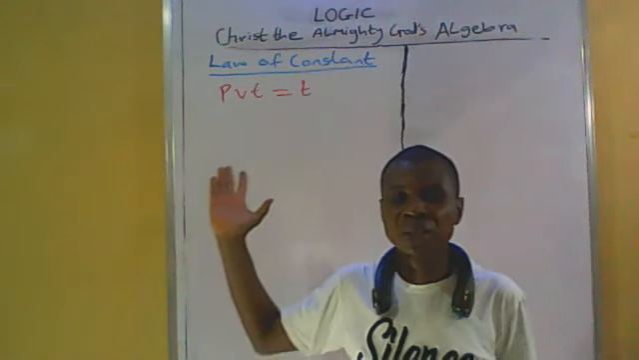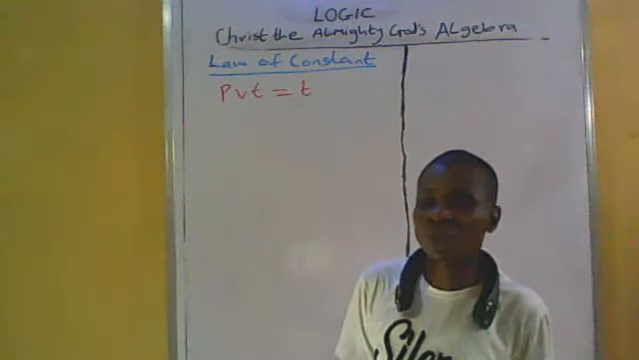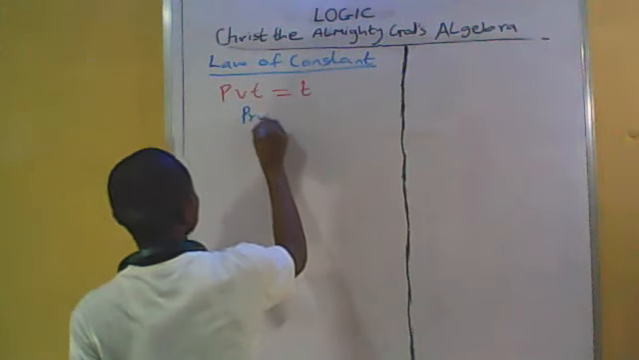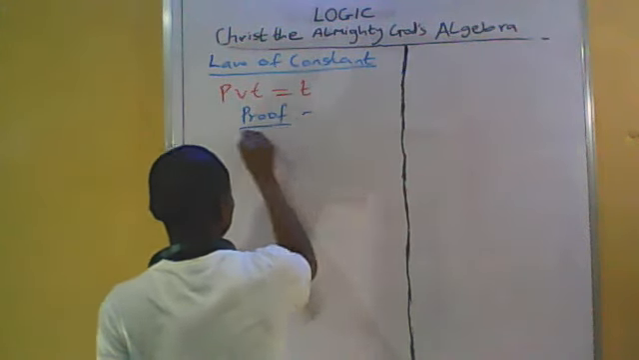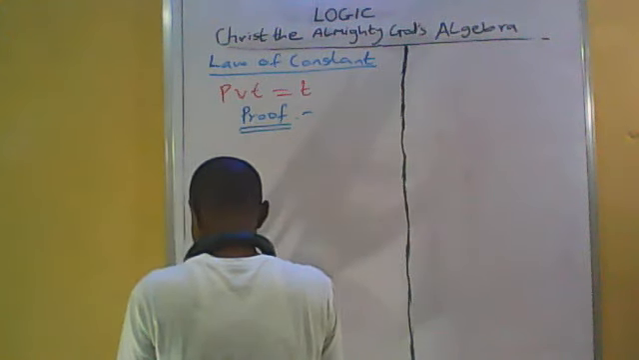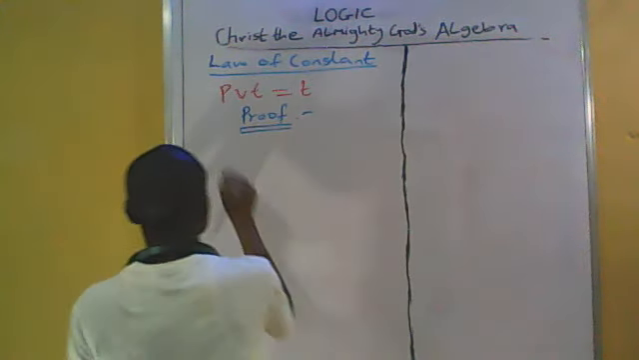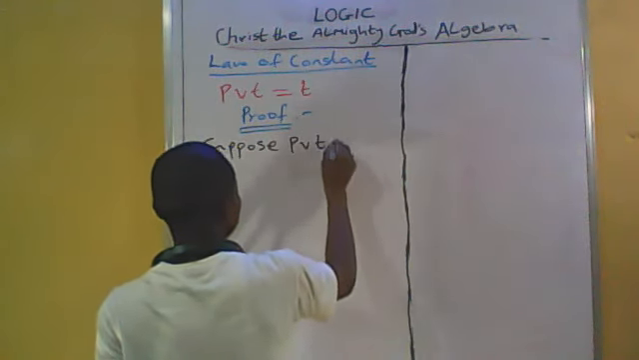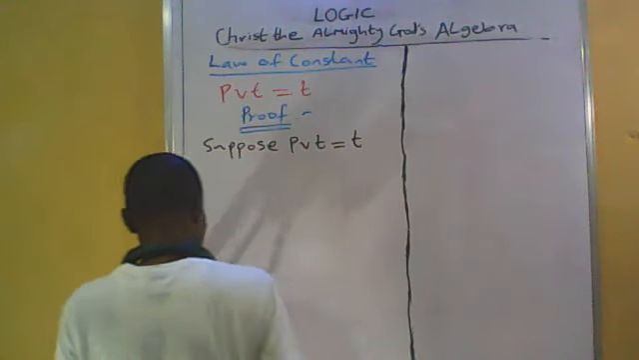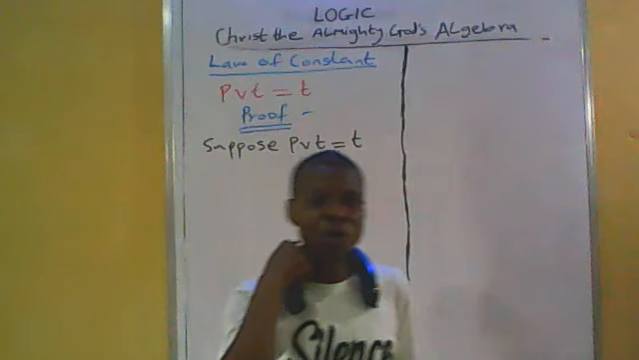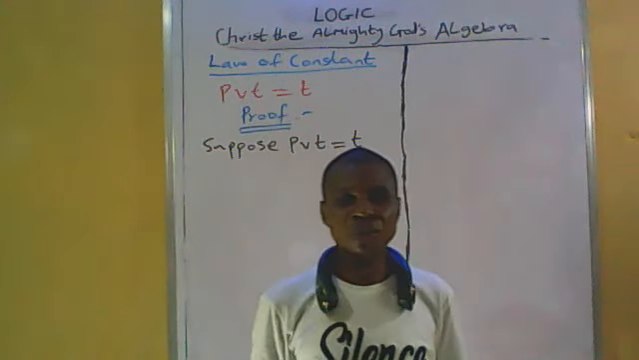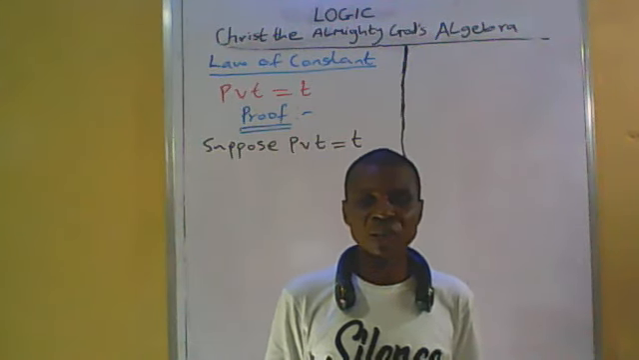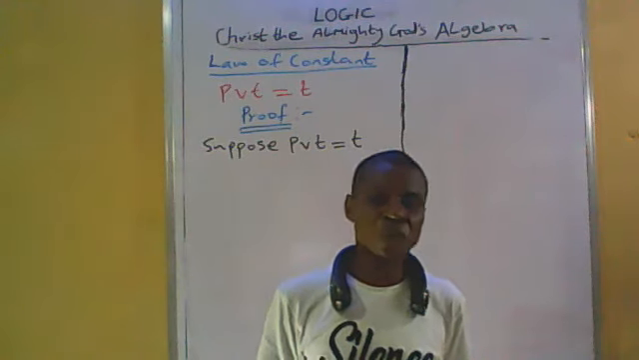So let us prove the statement P or T is equal to T. Proof. Suppose P or T is equal to T. We assume that the statement is true. That means P or T is equal to T.